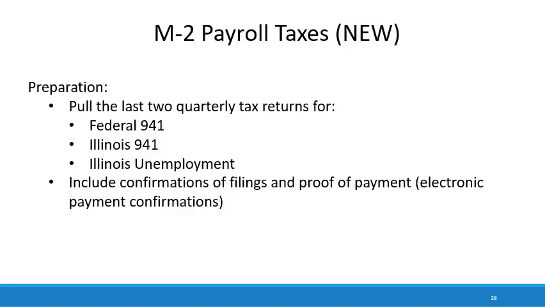The next area is payroll taxes, which is something new that we added during program year 2021. We would just like to see your federal 941, Illinois 941, and Illinois unemployment returns. Please make sure that when you send us the return that you have something that proves the date the taxes were filed, whether that just be a signature date with the sign off or an electronic confirmation. That's what we're looking for.